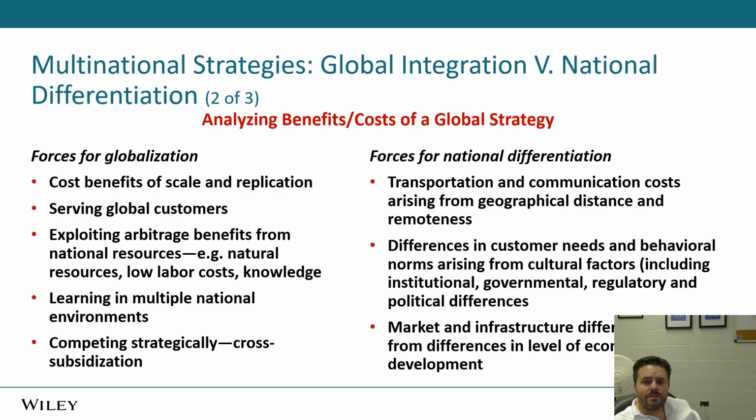If there are different needs or behavioral norms, let's say that there are regulatory differences. Europe has stricter regulations on what can go into food than America does. So if you wanted to sell food in Europe, you'd have to make some differentiation to meet those regulatory requirements. If you're going to open up a bank in England, you'd have to comply with banking regulations in England. And you can just have market and infrastructure differences from different levels of development.